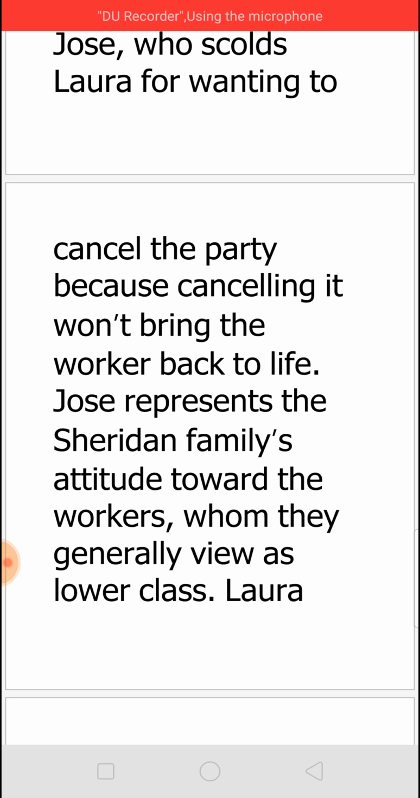It is not only Jo's attitude. Here, Katherine Mansfield is showing even the attitude of the higher class, how they look towards the lower class. They don't even look at them as human beings at all. That is the way we understand from Jo's attitude.